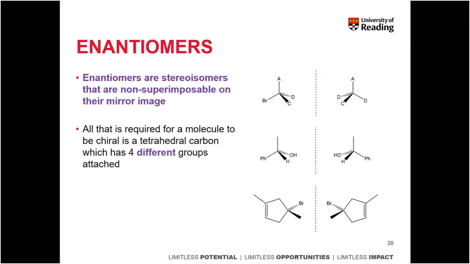So enantiomers are stereoisomers that are non-superimposable on their mirror image, and all that is required for a molecule to be chiral, to have enantiomers, is a tetrahedral carbon which has 4 different groups attached. Can you spot the special carbon atom in these structures? All of them are chiral.